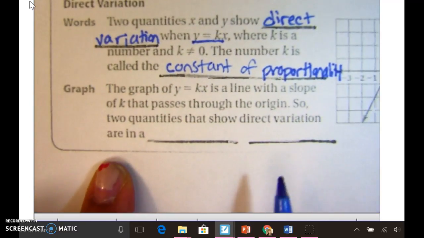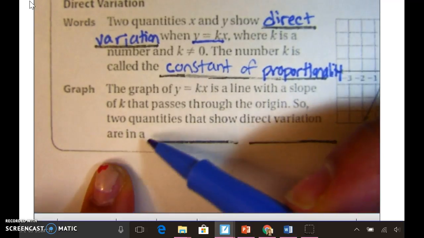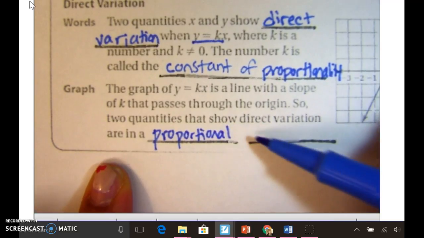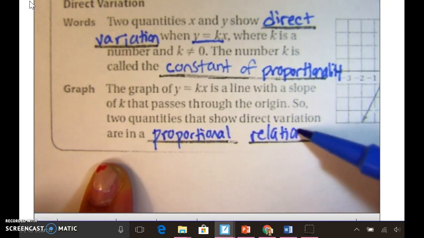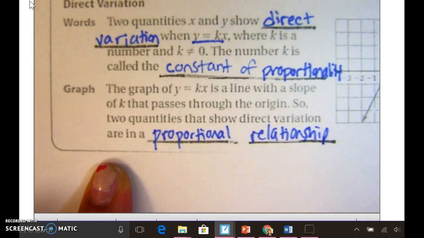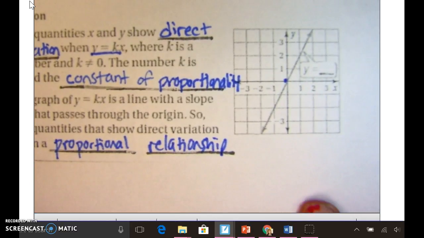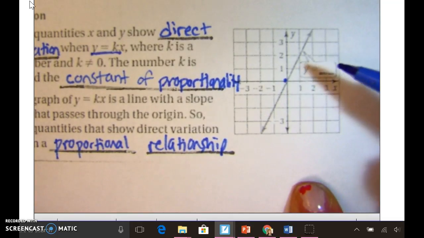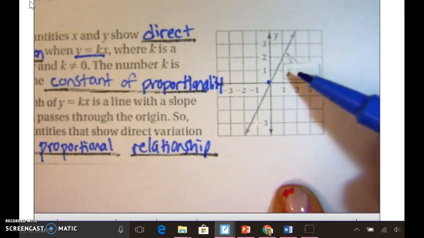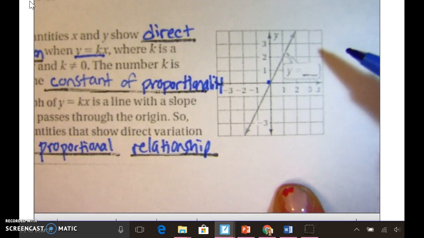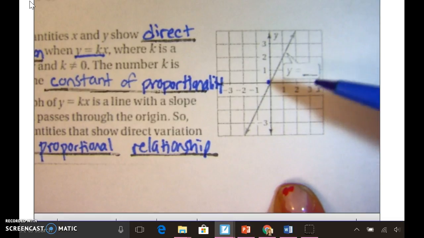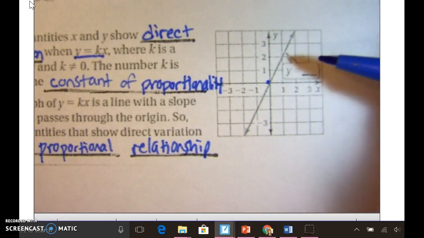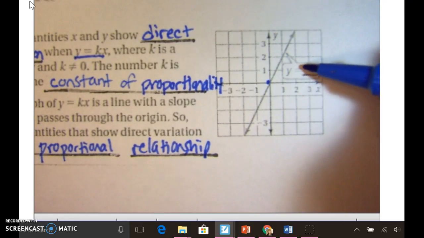So two quantities that show direct variation are in a proportional relationship. One indication that you have a constant proportionality is that it goes to the origin. And the other indication is that you're going to have an equation that's y equals something times x. And the something is, every time x changes, y changes in the same way. So for this one, it's going to be y equals 2x.